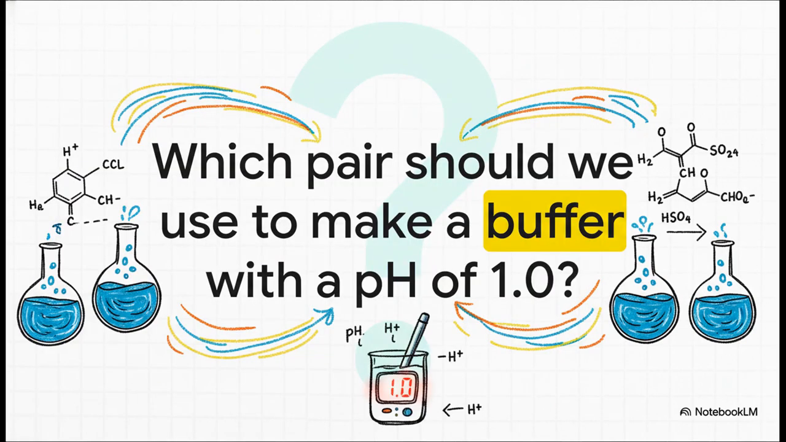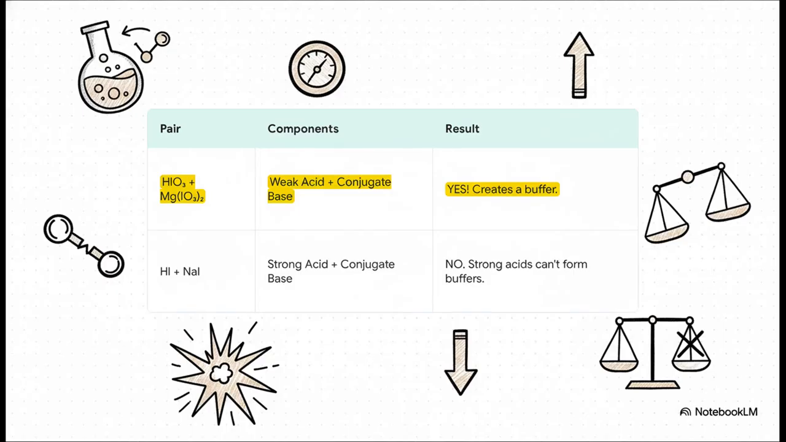Okay, so let's say our goal is to make a buffer that sits right at that same pH of 1.0. If you look at the chemicals we have on the shelf, which pair do you think is the right one for the job? Well, the choice is actually pretty straightforward.